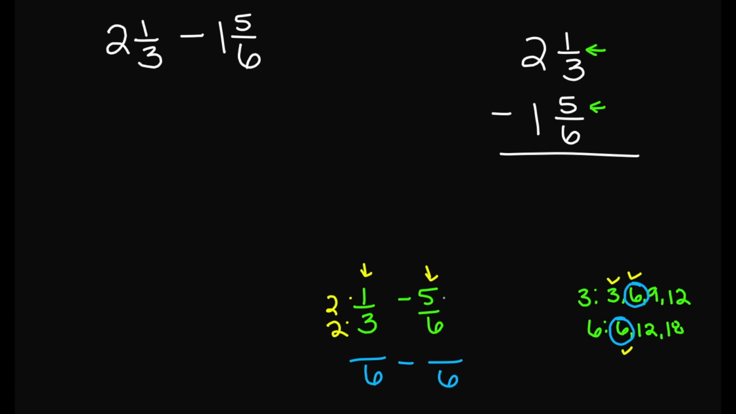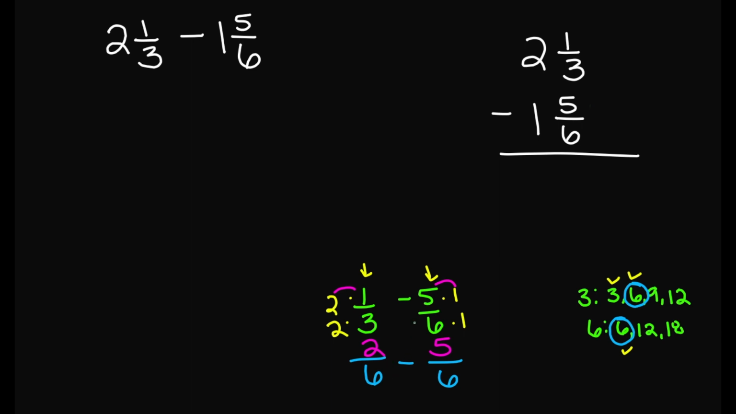So we're going to multiply 2 times 1. This is going to be 2. And then minus 5 times 1. This is going to equal 5. So notice here I have 2 over 6 minus 5 over 6. I am not able to take 5/6 away from my 2/6.